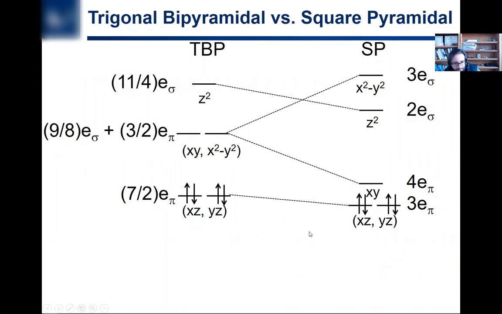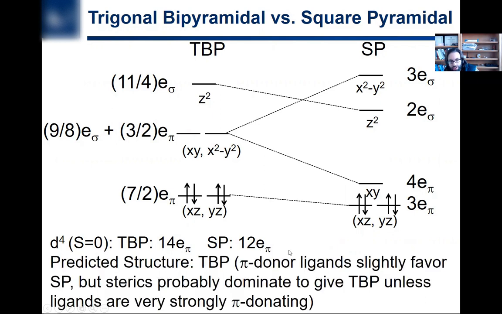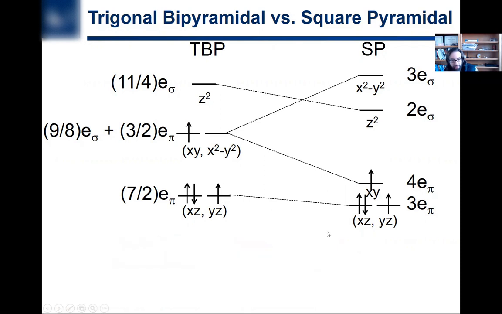Okay, and so let's go on to D4. D4, you got some different spin states that can happen. What about a singlet? The singlet turns out to be 14 e pi versus 12 e pi, only a 2 e pi difference. Same old story that we saw for D1 and D2. If you have a strongly pi donating ligand, you'll slightly favor a square pyramidal because there is 2 e pi difference here. But otherwise, you're going to go back to the VSEPR geometry of TBP.